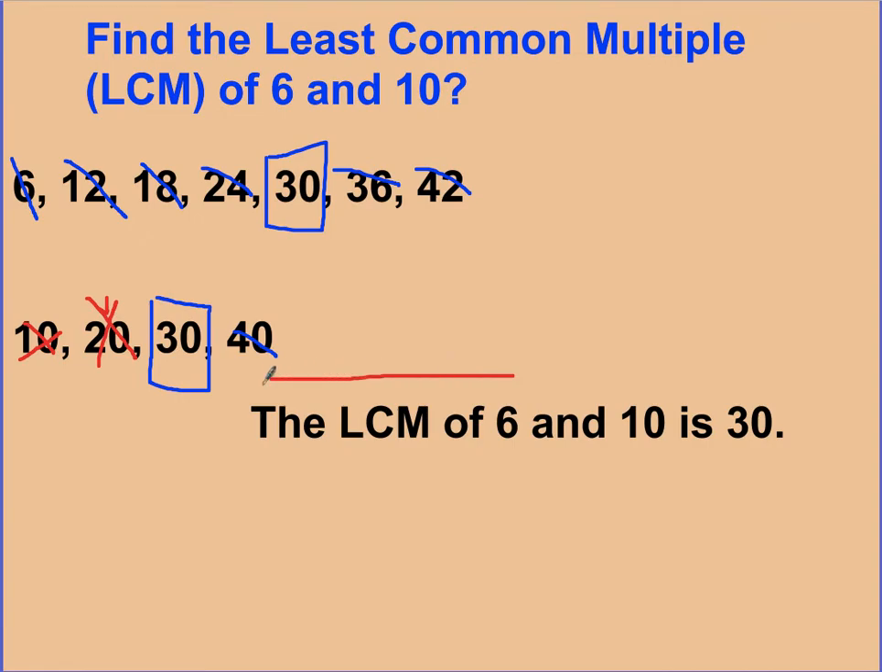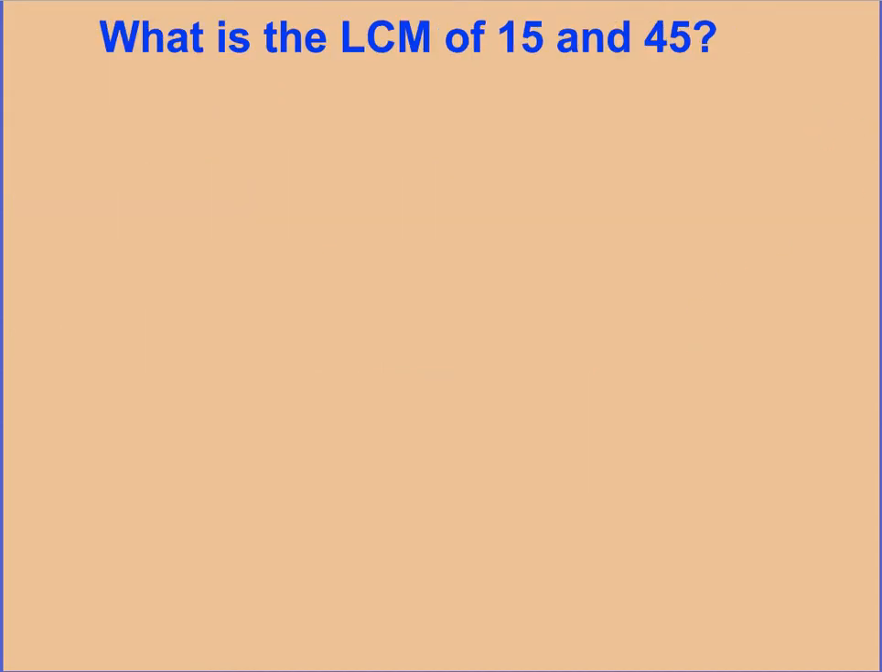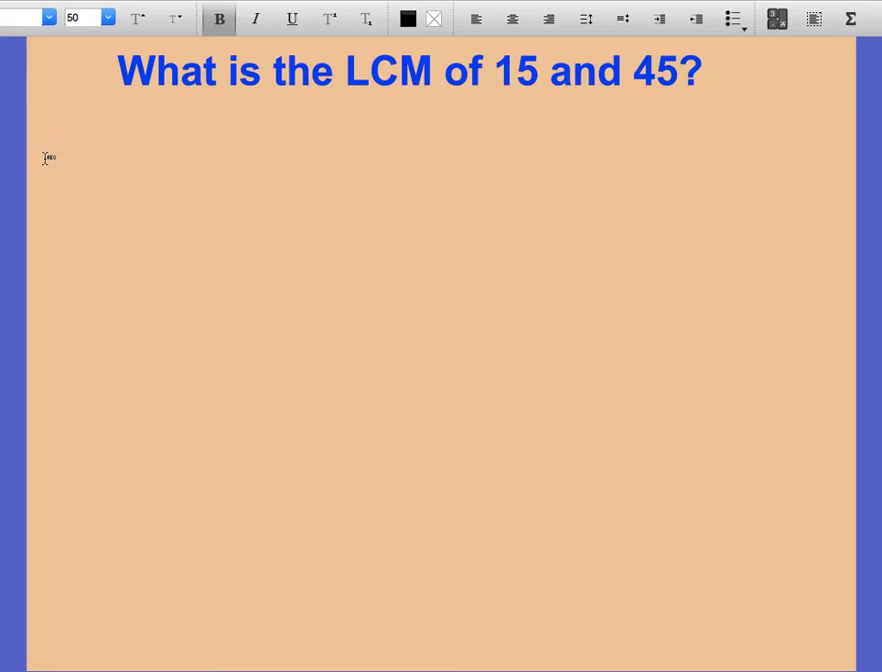If we're writing it, we would circle it. If we're typing it, we would just type it. But that value would be 30. Let's look at another example. What is the LCM of 15 and 45?